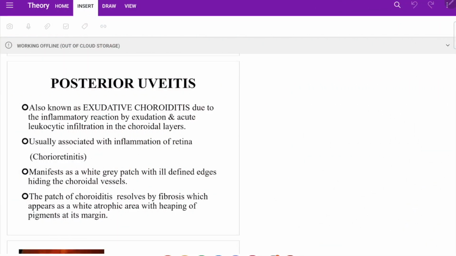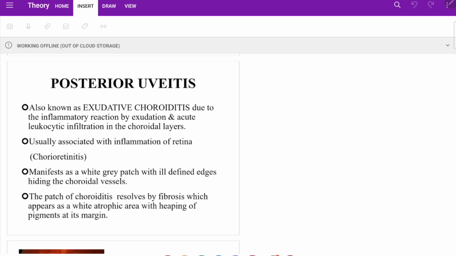So next we are moving towards posterior uveitis. What is a posterior uveitis? Initially we would have dealt with anterior uveitis, which deals with your iris and your pars plicata. Then pars plana and some part of your peripheral retina along with your vitreous, that is intermediate uveitis, and posterior uveitis entirely deals with choroid and retina.